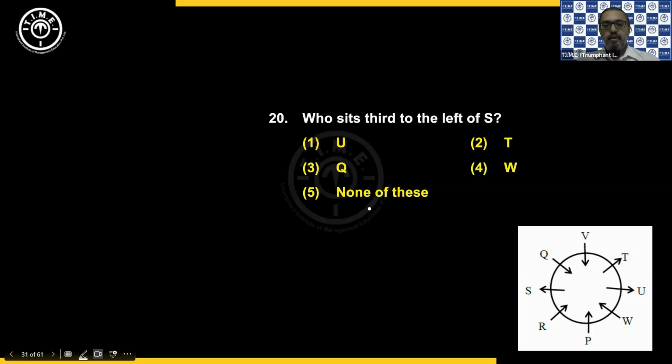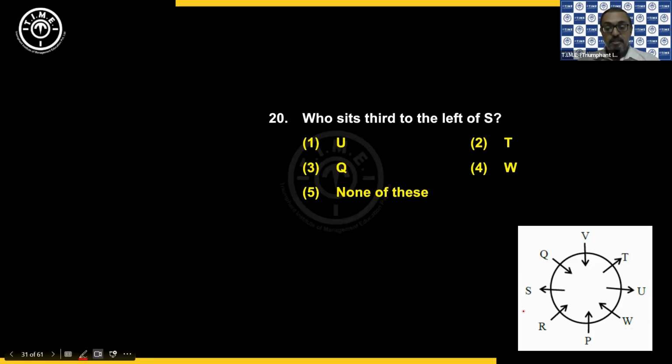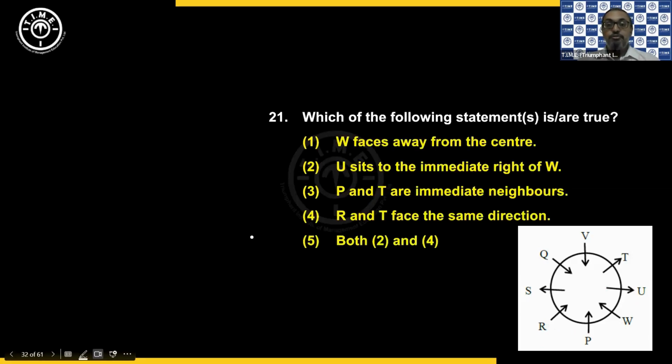Then who sits third to the left of S? Now S is away from the center, left is the anti-clockwise direction. So first to the left is R, second to the left is P, third to the left is W. So choice 4. Third to the left of S is W. Okay. Then which of the following statements is or are true, he says. Let's see. The first one is W faces away from the center. Is he facing away from the center? No. So this is false. One is not true.